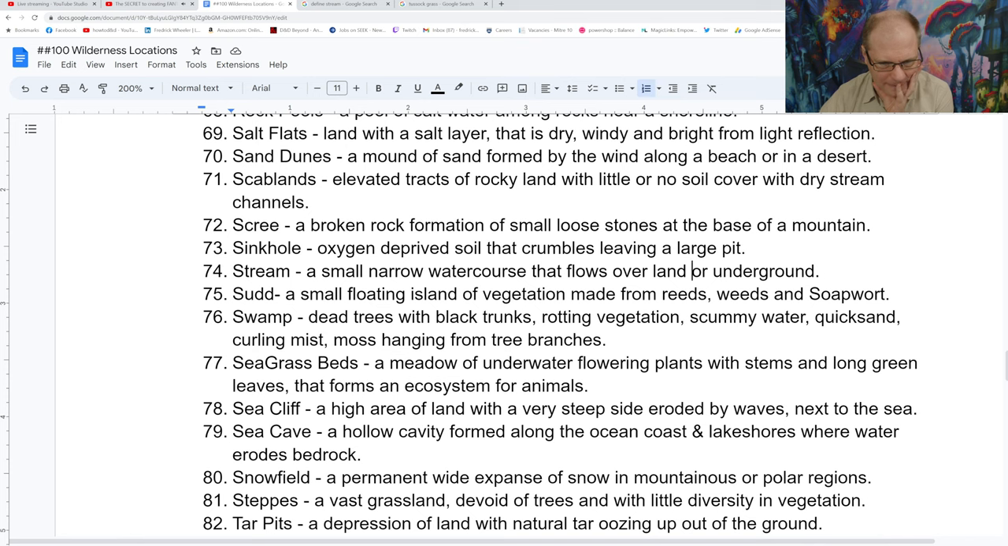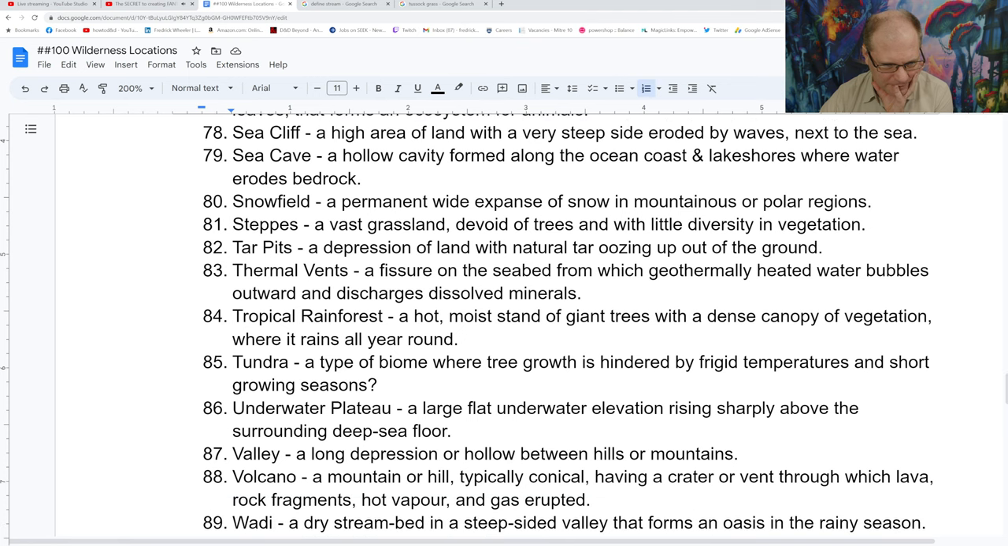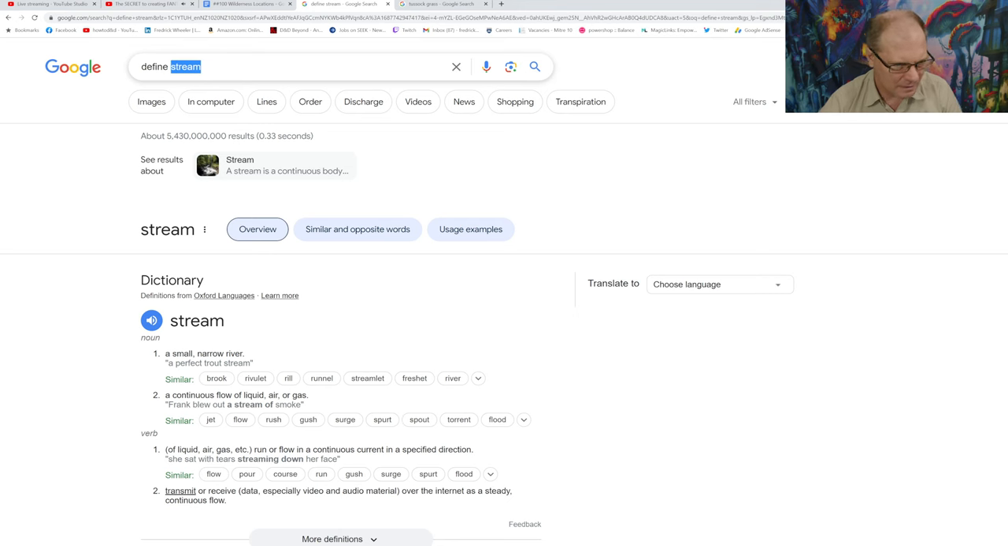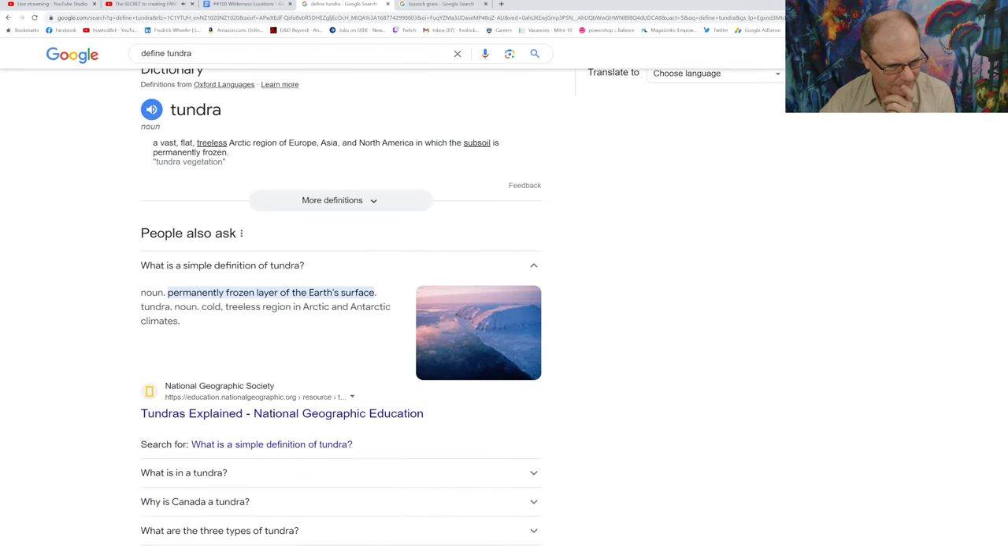All right, so moving this down, make sure I've got all the bits and pieces where they need to be. Tundra, a type of biome where tree growth is hindered by frigid temperatures and short growing seasons. Now, is that really what I wanted? Is that really what it is? Tundra. Okay. Permanently frozen layer of the Earth's surface, tundra, cold, treeless region, Arctic. Okay.